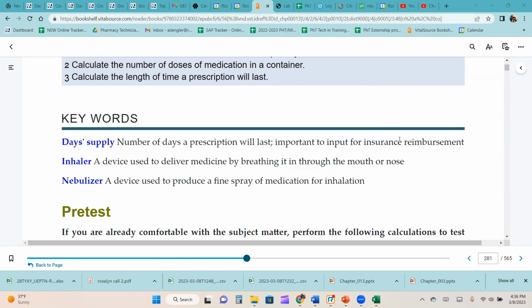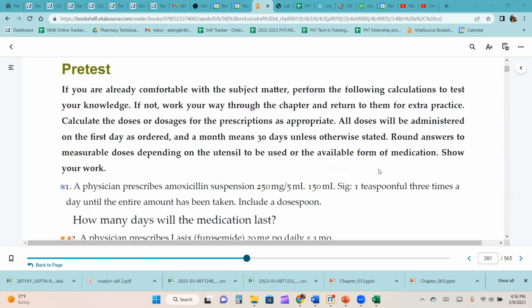An inhaler is a device used to deliver a medication by breathing it in through the mouth or nose, and a nebulizer is a device used to produce a fine spray of medication for inhalation.